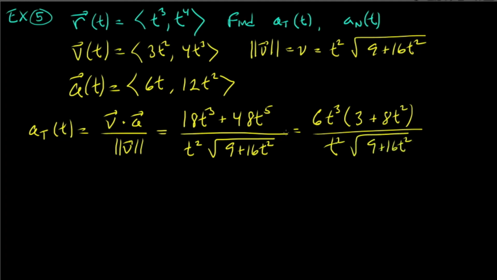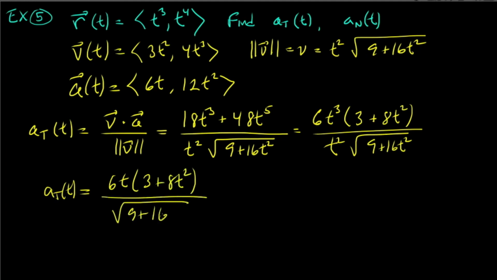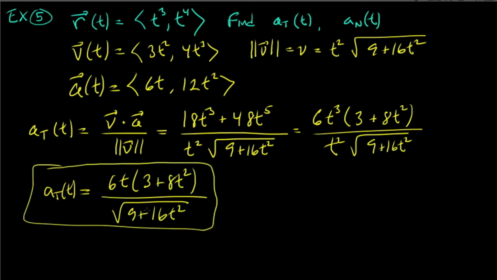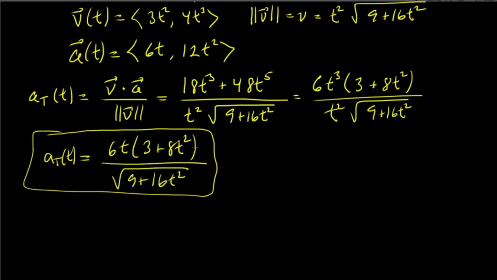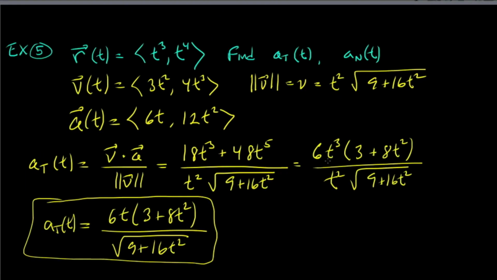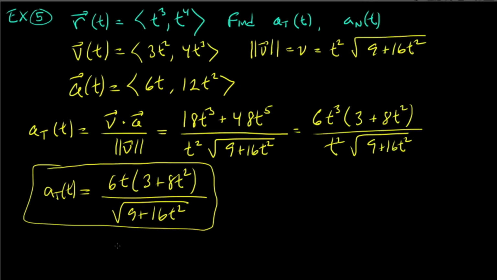I do take shortcuts quite often, but this one I felt like I should work out more carefully here. So, yep, we cancel 2 of the t's. You just get 6 times t times 3 plus 8t squared, all over the square root of 9 plus 16t squared. And now you can plug in any t you want, and you'll get the tangential acceleration at that moment in time. Okay, so that's the tangential acceleration.